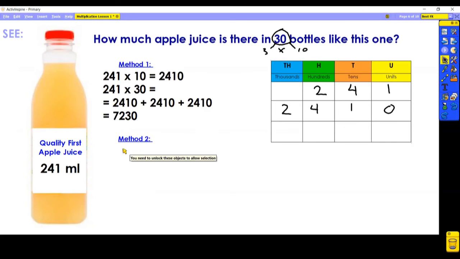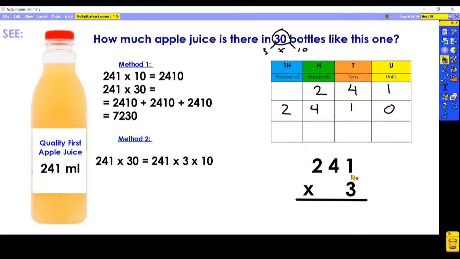For method 2, I did something quite similar. I knew that 241 times 30 was really the same as 241 times 3 times 10. Then I could do my working on the side. So I knew that 3 times 1 was 3, 3 times 40 was 120, and 3 times 200 was 600 plus 1 more is 700. So I knew that 241 times 3 was 723.